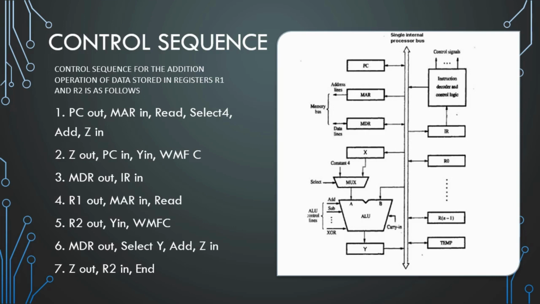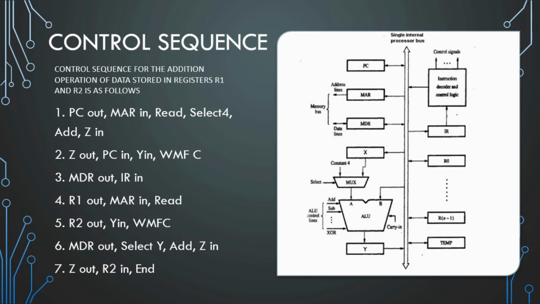In the next steps, the instruction execution phase takes place. The destination field of IR, which contains the address of register R1, is used to transfer the contents of register R1 to register Y, and then wait for the memory function to complete. When the read operation is completed, the memory operand is available in MDR.